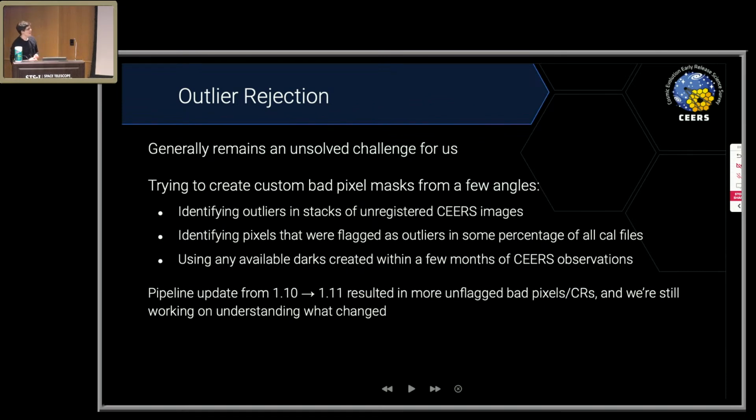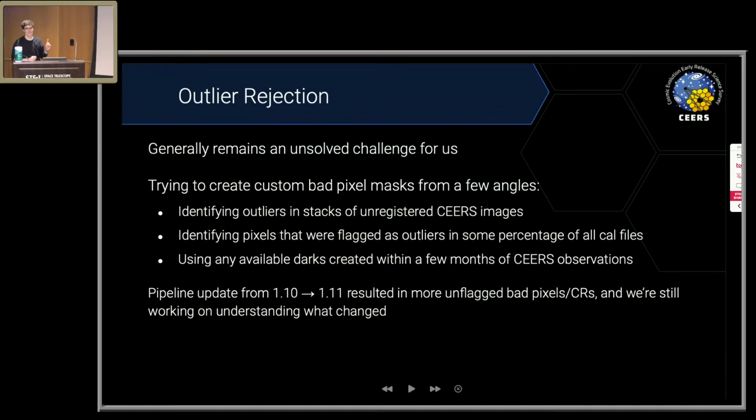But approaches that we're looking at are, we've taken all of the SEARS images, not registered them, and just stacked them to see which pixels are making it through. The idea there would be to make our own bad pixel masks, in addition to what is available in the CRDS. We've tried identifying pixels that are flagged the majority of the time in each dither. We've also tried looking at some of the darks that are available from MASKS and seeing if we can construct things there. And I have not really had time to dig into this in a huge way.